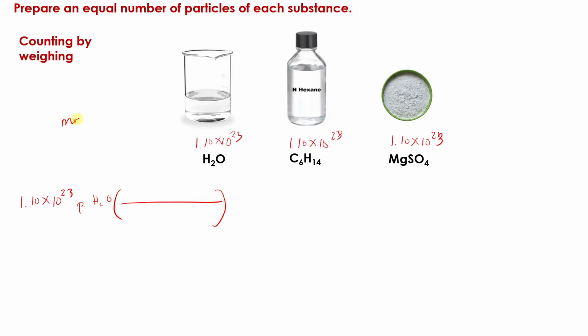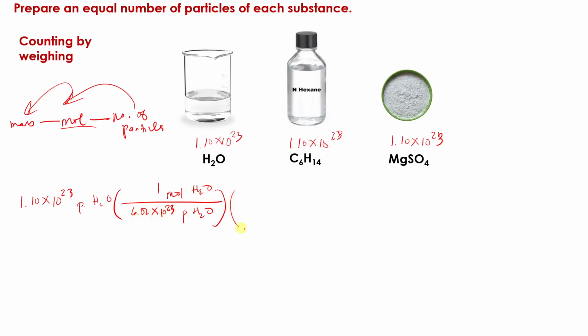Again, we have the moles. This is the bridge between the mass and the number of particles. So we have the number of particles. Let's convert this first to the number of moles, then from the number of moles to the mass. We have first the number of moles, that is from the particles of H2O to the number of moles of H2O. 1 mole of H2O is equal to 6.02 times 10 to the power of 23 particles.